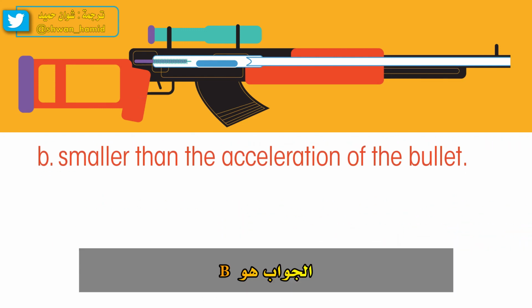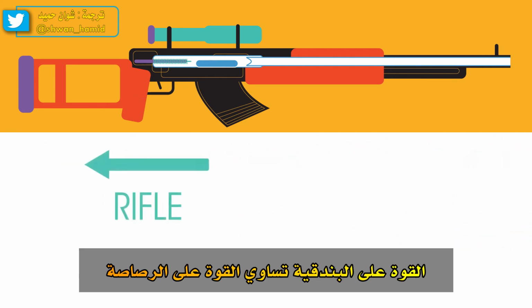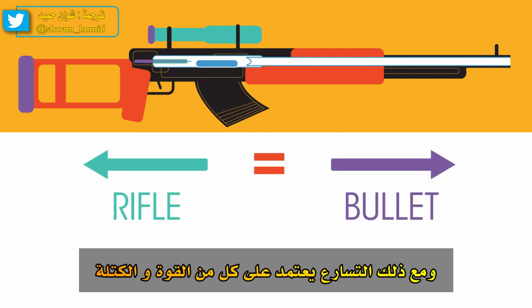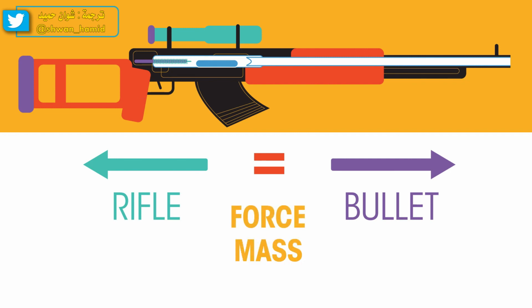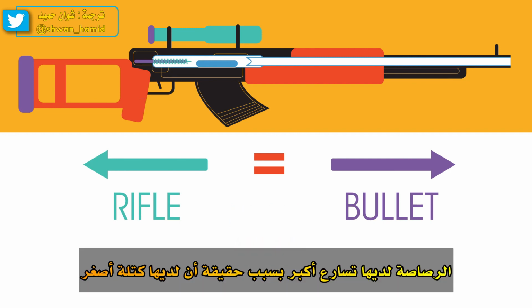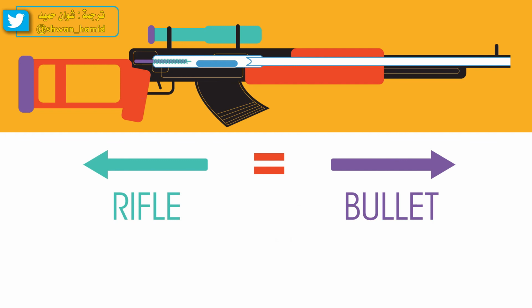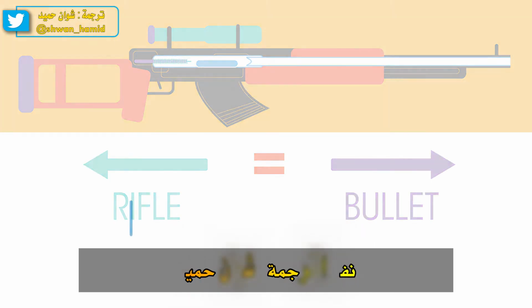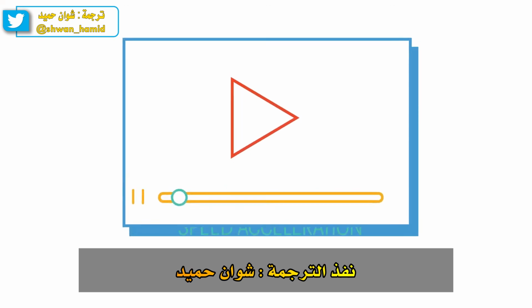The answer is B. The force on the rifle equals the force on the bullet. Yet, acceleration depends on both force and mass. The bullet has a greater acceleration due to the fact it has a smaller mass. Remember, acceleration and mass are inversely proportional. For more on acceleration, watch this video.